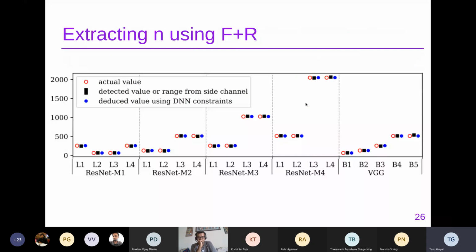So this is one of the results for extracting the matrix dimension M using flush and reload in their local machine, not in the cloud. The red circle indicates the actual value at that particular layer, and the black bar indicates the detected value obtained through the side channel attack. Based on the detected value and the assumptions we have seen previously, we deduce the final values for the particular layer, indicated as a dark blue circle. This is for flush and reload.